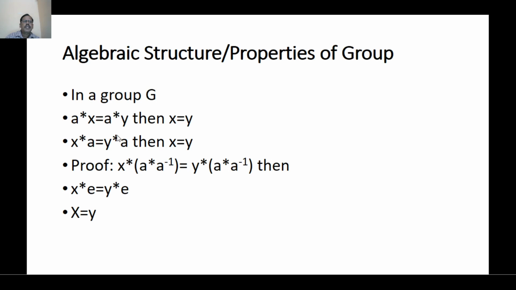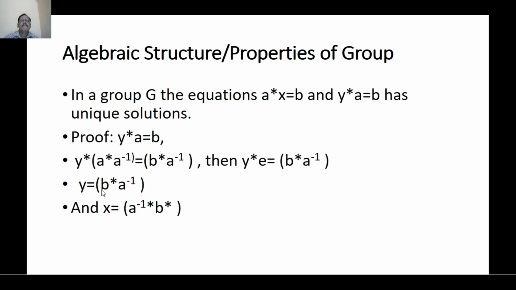Take x star A is equal to y star A, and multiply by A inverse on both sides. A star A inverse is equal to E, so x star E is equal to y star E, and hence x equals y. Similarly for the first one. So this is one of the properties of groups.